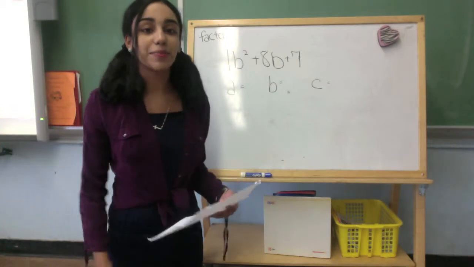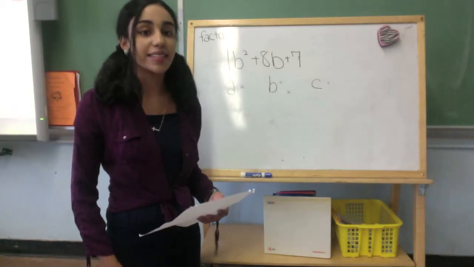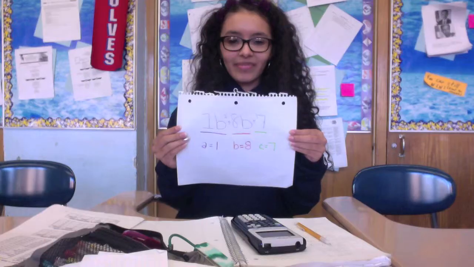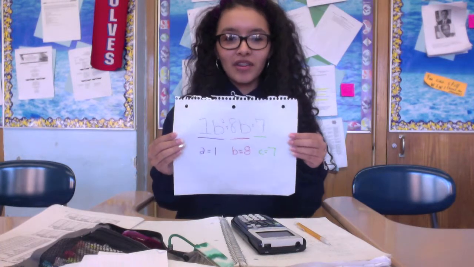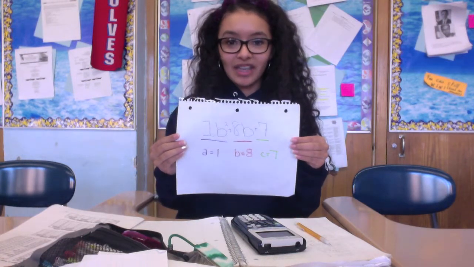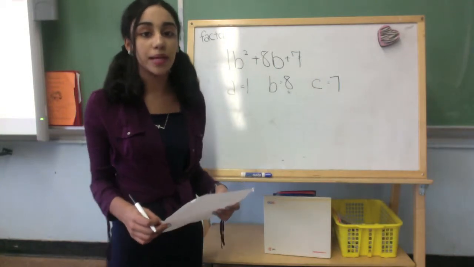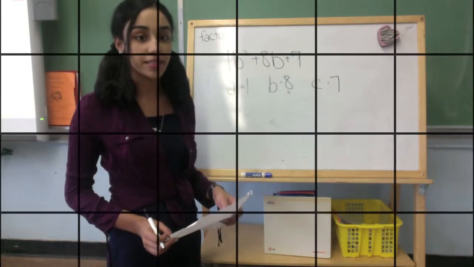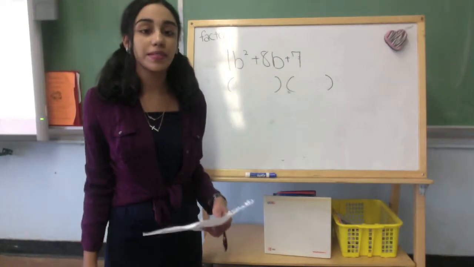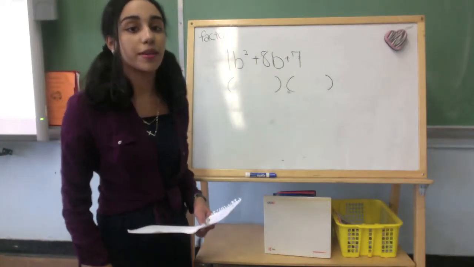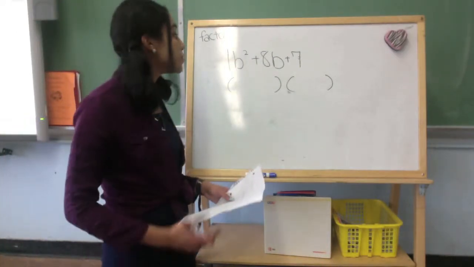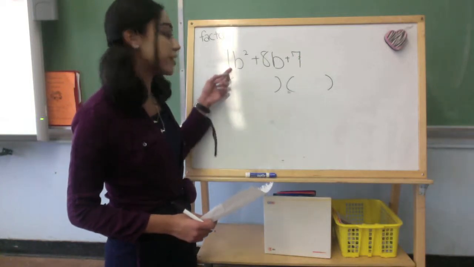Please copy this expression into your notebook and identify a, b, and c. A and b are the leading coefficient for the first two terms, and c is the constant term. That's correct. A would be equal to 1, b would be equal to 8, and c would be equal to 7. The first step to factoring this trinomial is we first have to find two numbers that will multiply by each other to give us b squared. That will be b times b, which is equal to b squared.